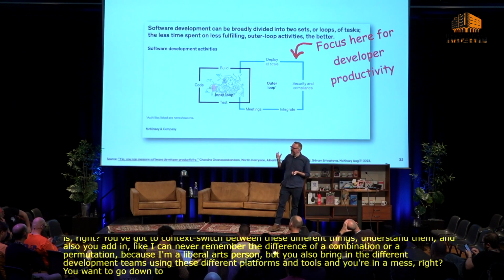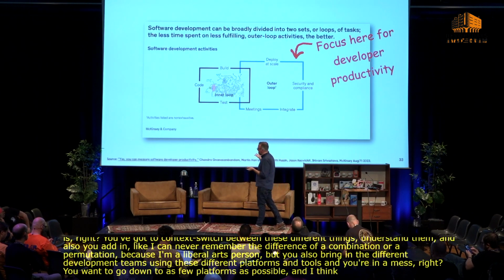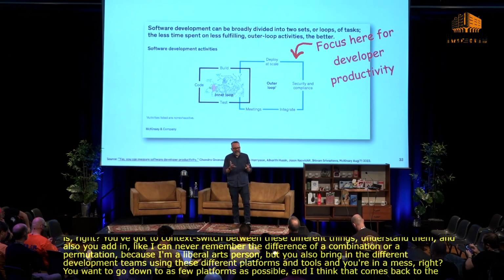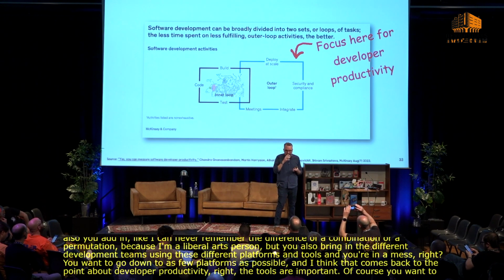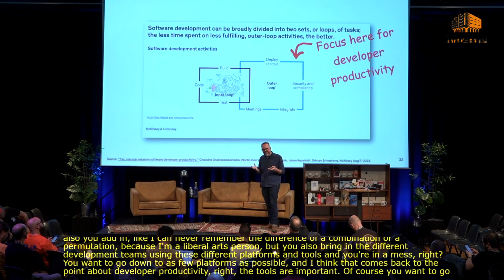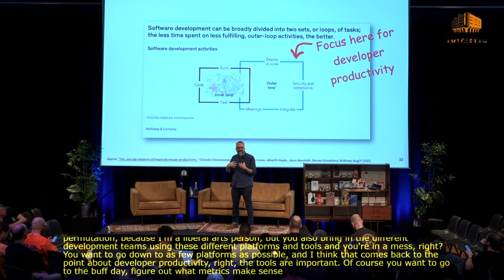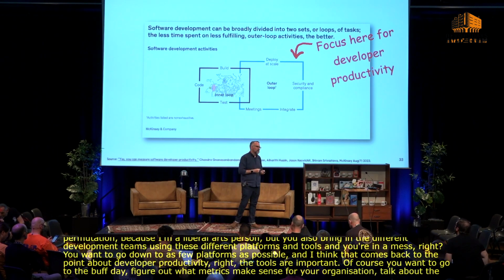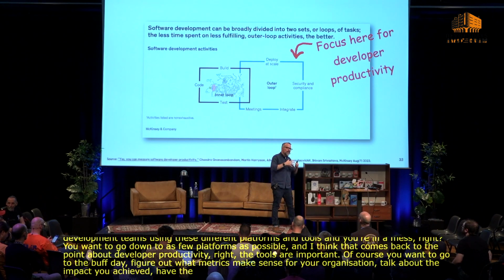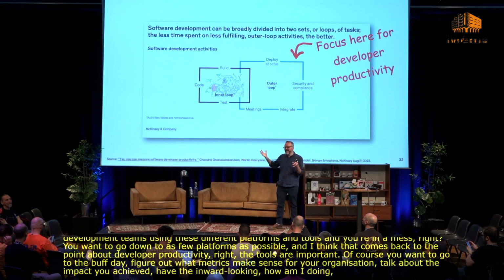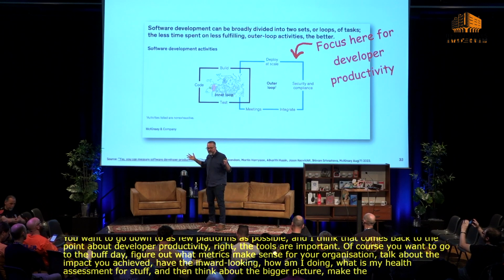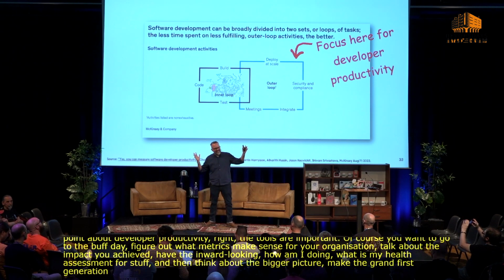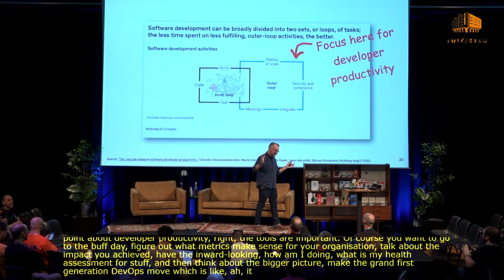And I think that comes back to the point about developer productivity, right? The tools are important. Of course, you want to go to the buffet, figure out what metrics make sense for your organization so you can talk about the impact that you've achieved. You want to have that inward looking, how am I doing? What's my health assessment for stuff? But then think about the bigger picture, right? Make the grand first generation DevOps move, which is the end-to-end process, right? That's really what we're here to solve.